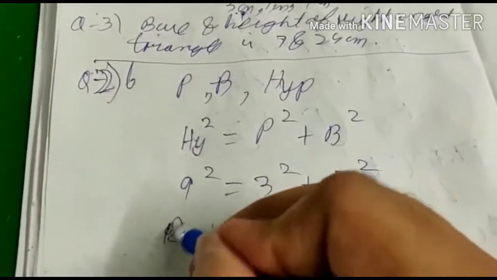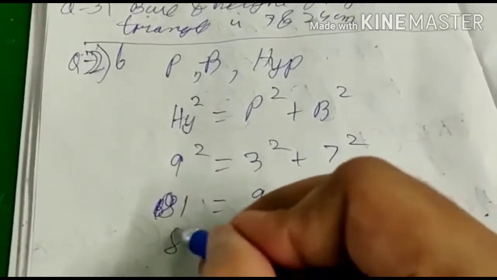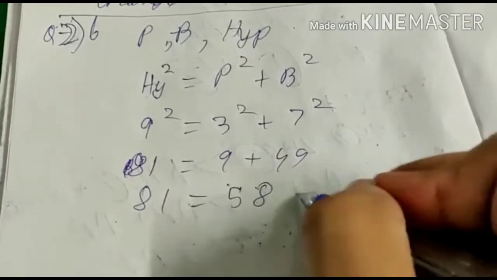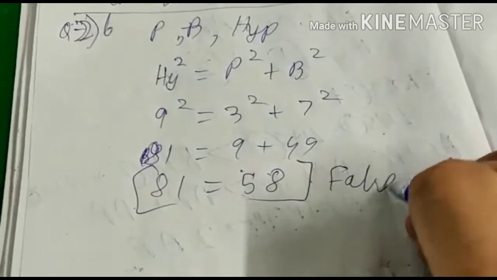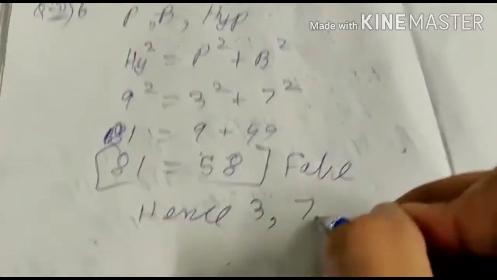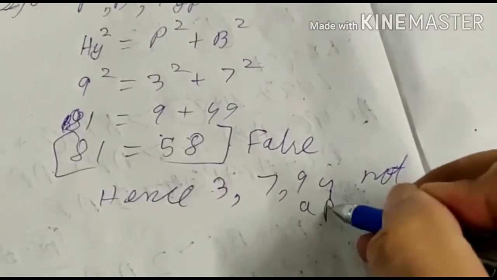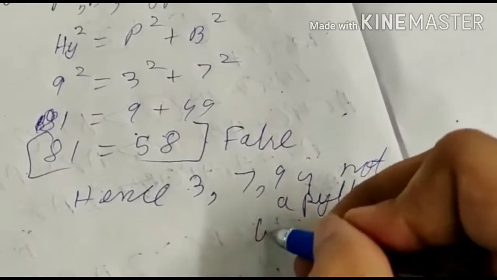This is 81. This is 9 plus 49. So 81 equals to 9 plus 49, which is 58. So this is false. Hence 3, 7 and 9 is not a Pythagorean triplet.